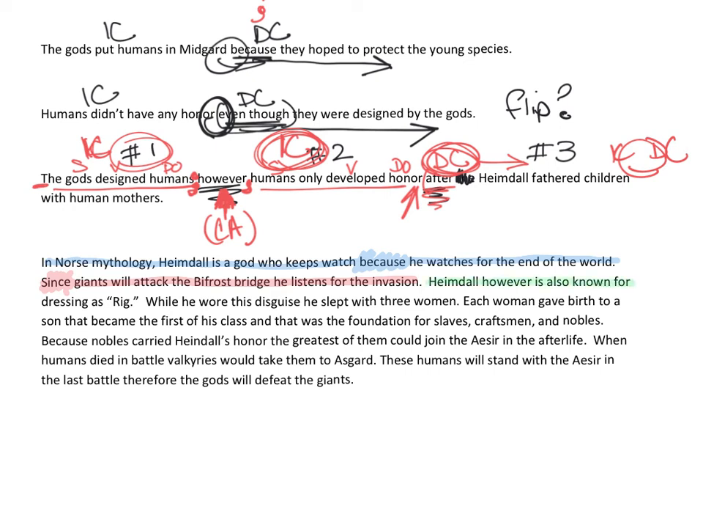Heimdall, however, is also known for dressing as Rig. While he wore this disguise, he slept with 3 women. Each woman gave birth to a son that became the first of his class and that was the founder for slaves, craftsmen, and nobles.